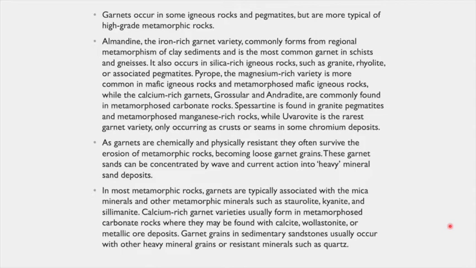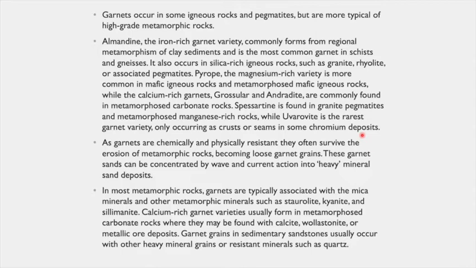Pyrope, the magnesium-rich variety, is more common in mafic igneous rocks and metamorphosed mafic igneous rocks, while the calcium-rich garnets, grossular and andradite, are commonly found in metamorphosed carbonate rocks. Spessartine is found in granite pegmatites and metamorphosed manganese-rich rocks, while uvarovite is the rarest garnet variety, only occurring as crusts or seams in some chromite deposits.